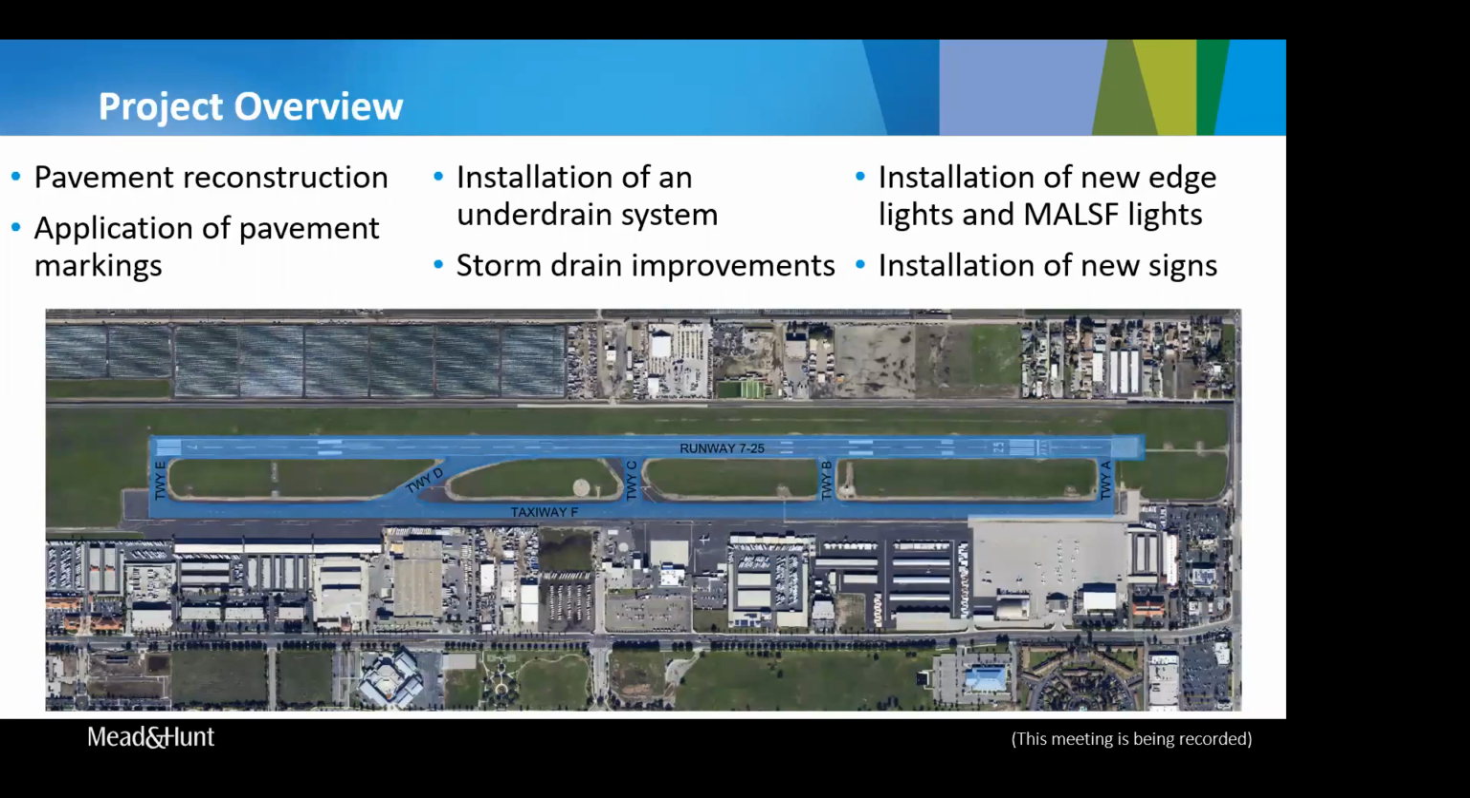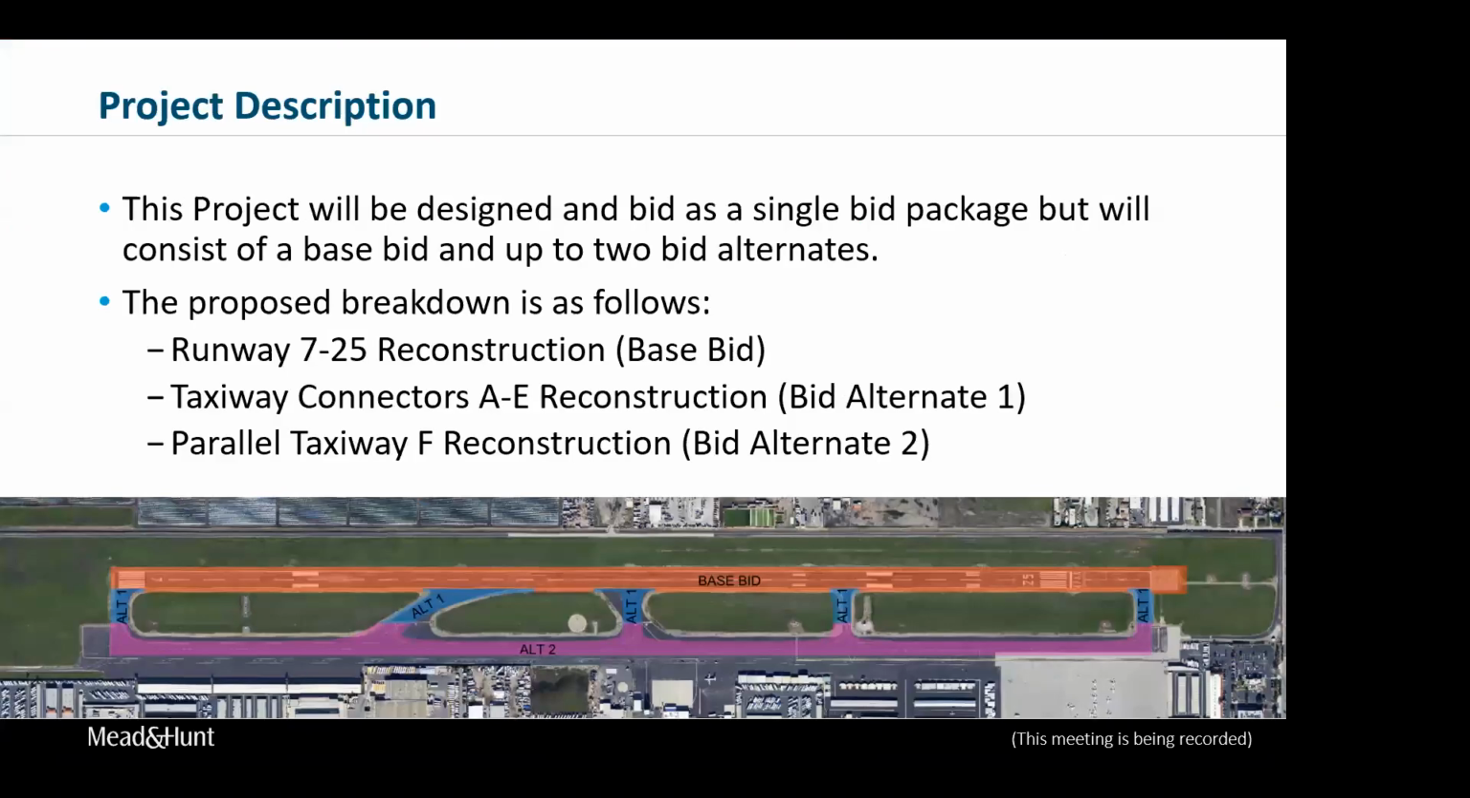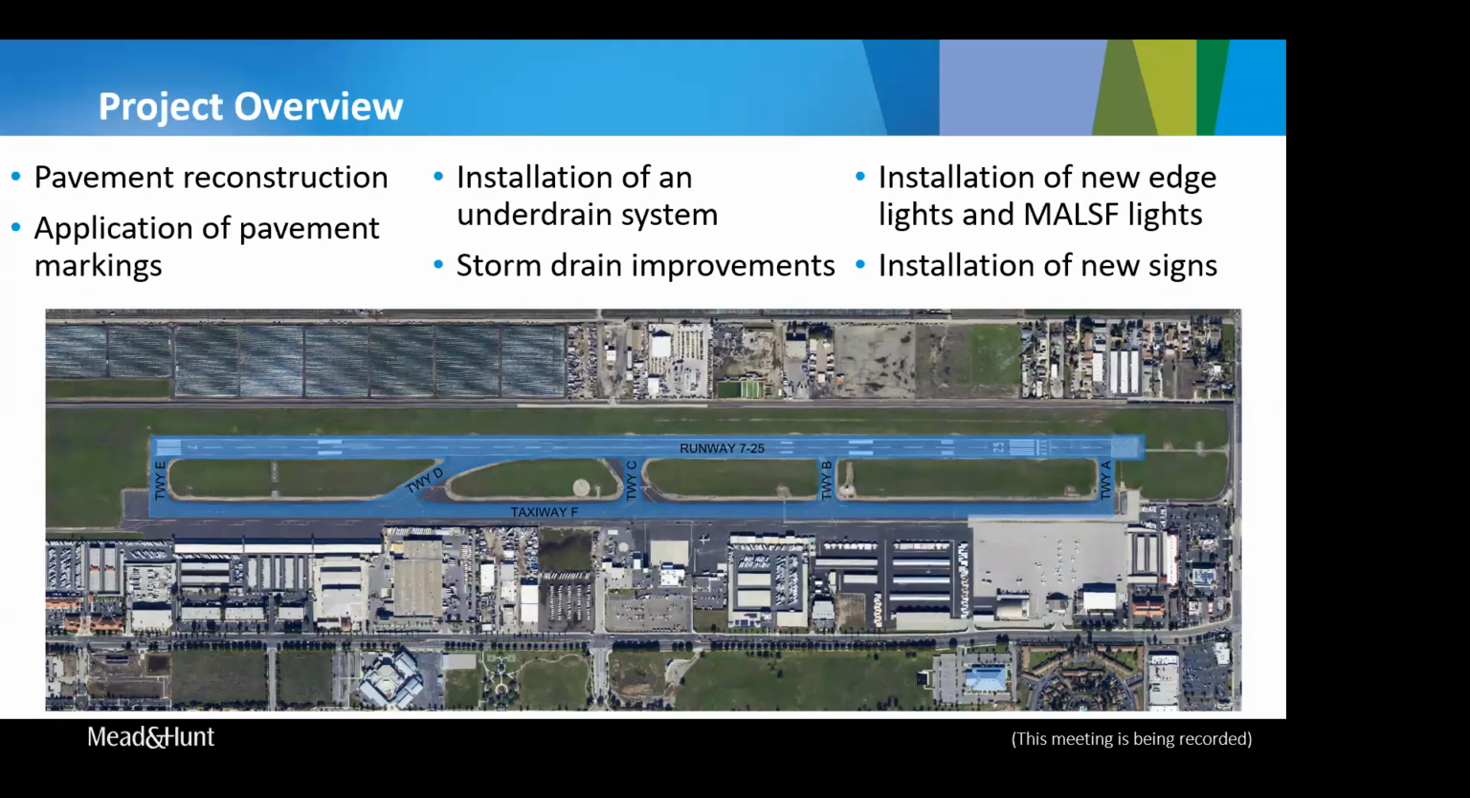So the project overview. Here we have an exhibit showing Oxnard Airport. I'll first start off: Oxnard Airport is a public use airport. It's owned and operated by the County of Ventura. It's located in the County of Ventura, obviously, and it's in Oxnard, California. The airport is a single runway airport, which is runway 7-25. It has five taxiway connectors, and then it has one full length parallel taxiway.